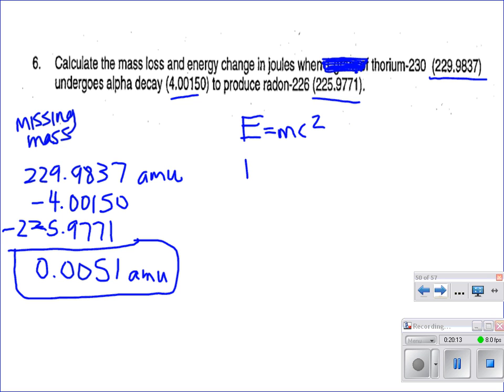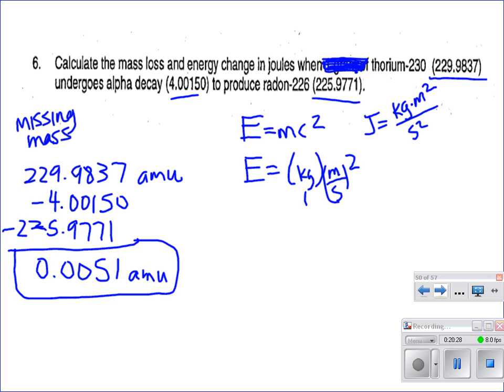So if I just want joules, I need my unit to be what? Kilograms meters squared over seconds squared, right? So I want kilograms here. That's it. That's all I want there is kilograms. Not grams per mole converted to kilograms per mole, just kilograms. So what do I do to get kilograms?